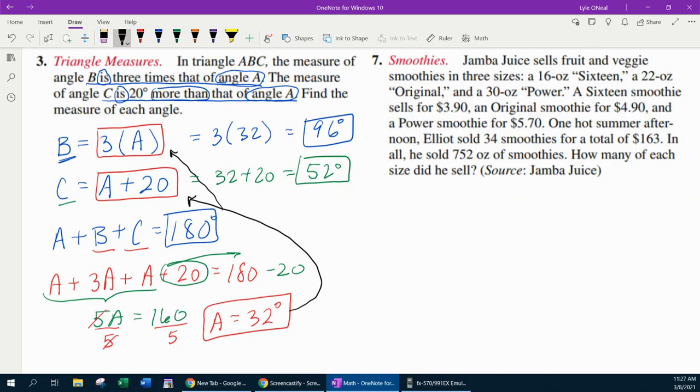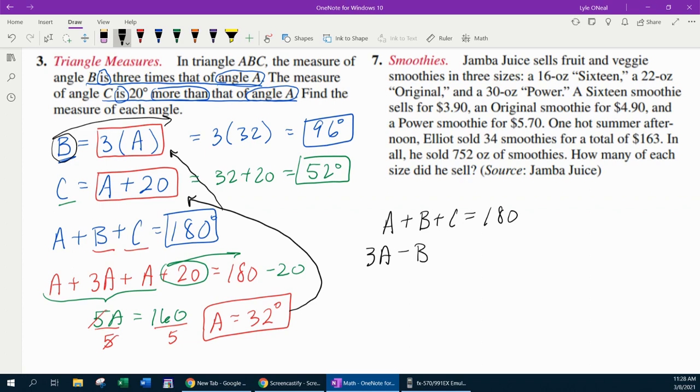Now for electronically, if you're going to put this into the Casio, first we have our equation a plus b plus c equals 180. And then the other two equations need to be in standard form. So if I take the first equation and move the b over, that would say 3a minus b.